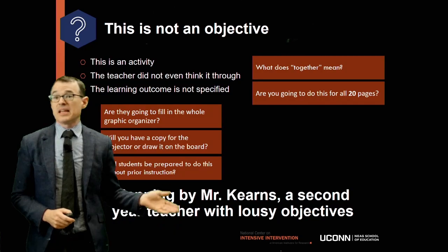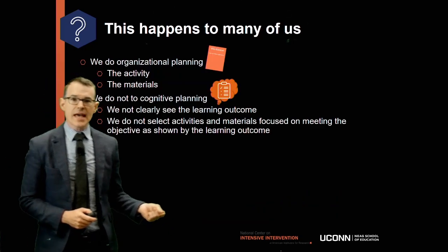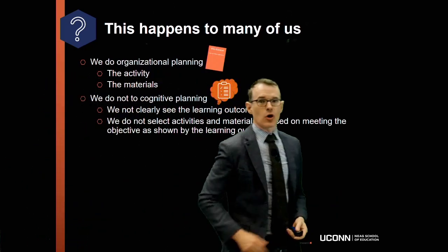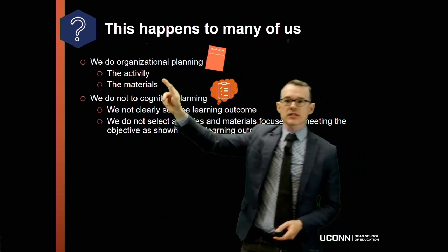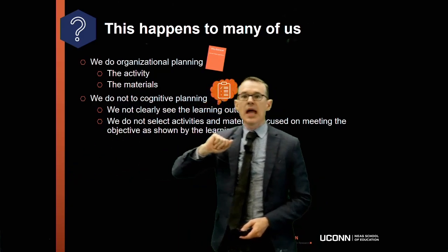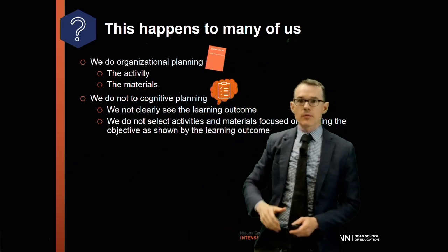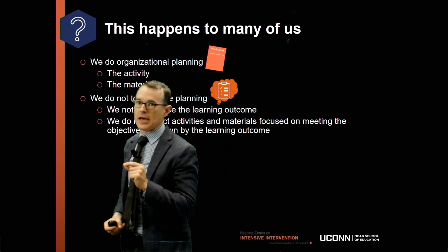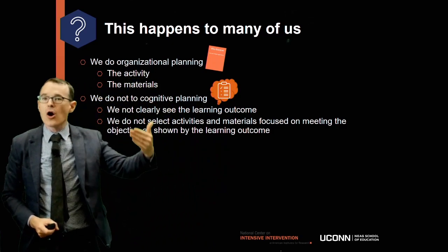They actually didn't go well. The reason this happens is that we often do what's called organizational planning. We focus on the activity and the materials. We're going to do this activity, I'm going to use this worksheet. And this is where I have the worksheet example here. We don't do what I like to call cognitive planning, thinking about how we're going to do the lesson.